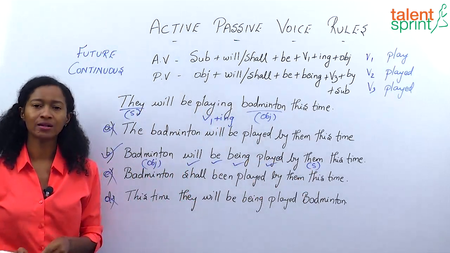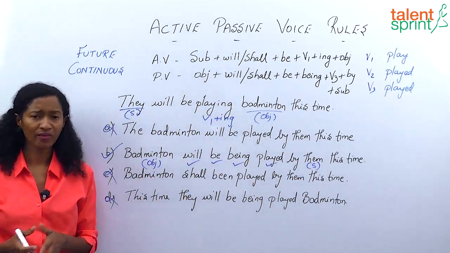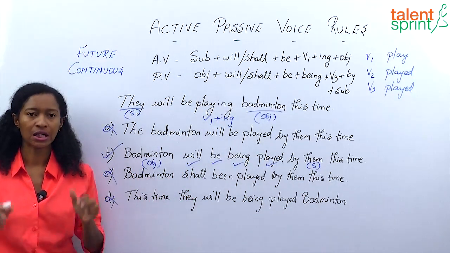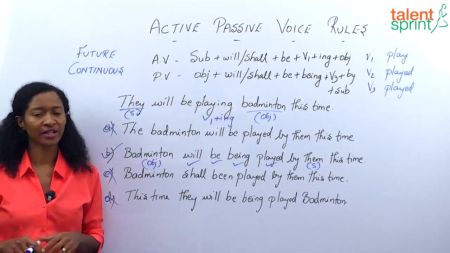So we've completed the continuous part of it. Now we're going to move on to the perfect tense. Present perfect tense, past perfect tense, and future perfect tense.